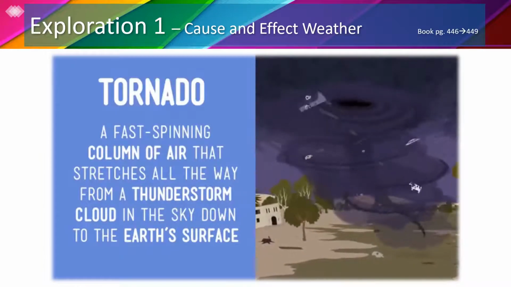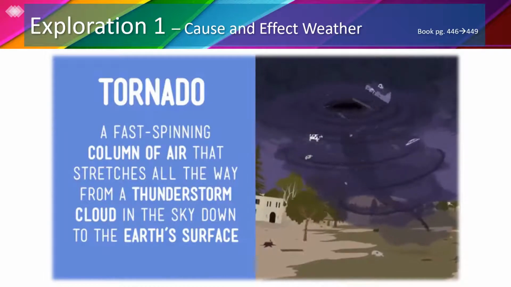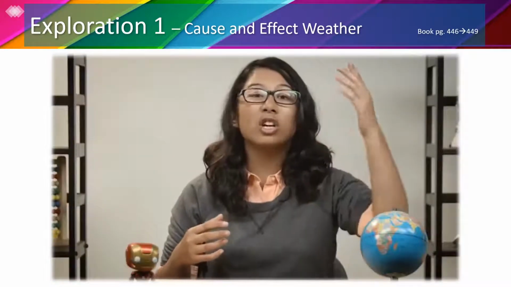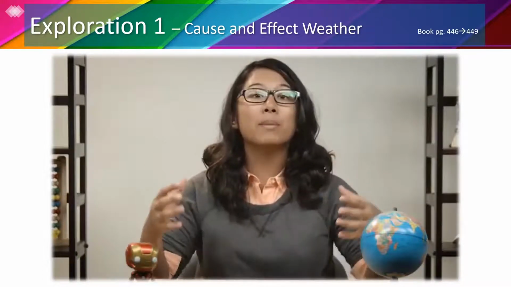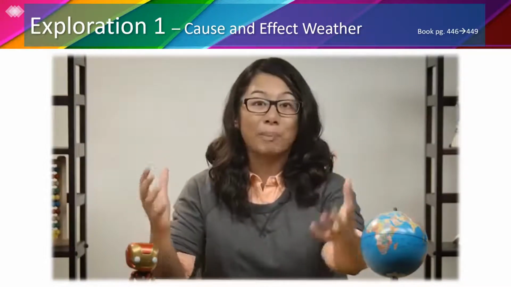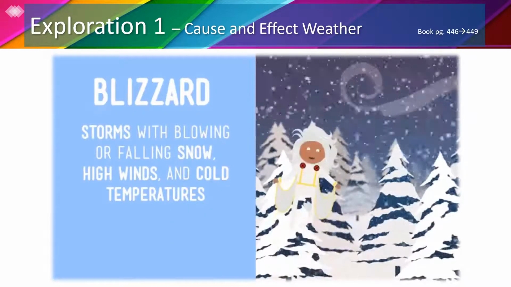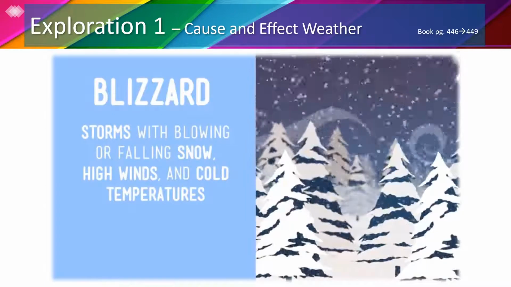Let's start with tornadoes. A tornado is a fast-spinning column of air that stretches all the way from a thunderstorm cloud down to the Earth's surface. With wind speeds of up to over 300 kilometers an hour, tornadoes have the power to pick up and destroy everything in their path. While not quite as windy as a tornado, blizzards are storms with blowing or falling snow, high winds of their own, and cold temperatures.